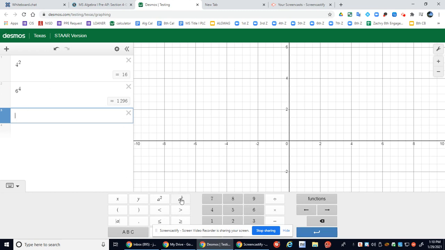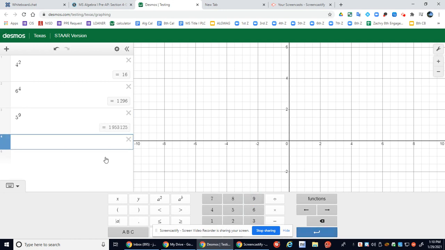Okay, so that's how we can do that. Once again, that was the a to the power of b. So if I wanted 5 to the 9th, there would be my answer.